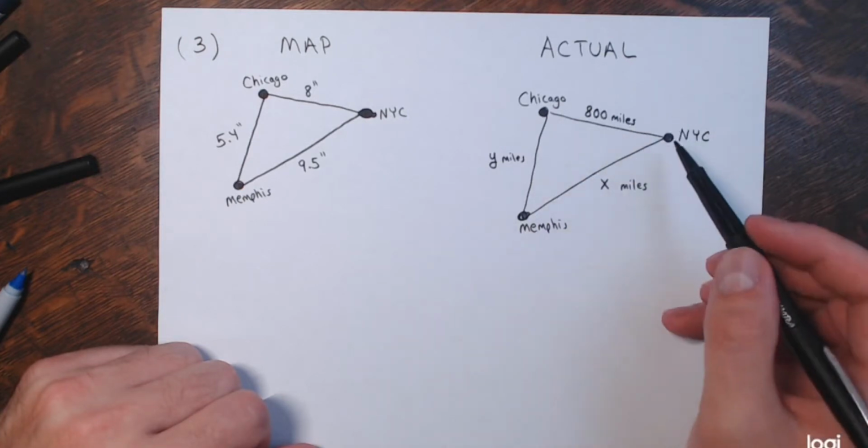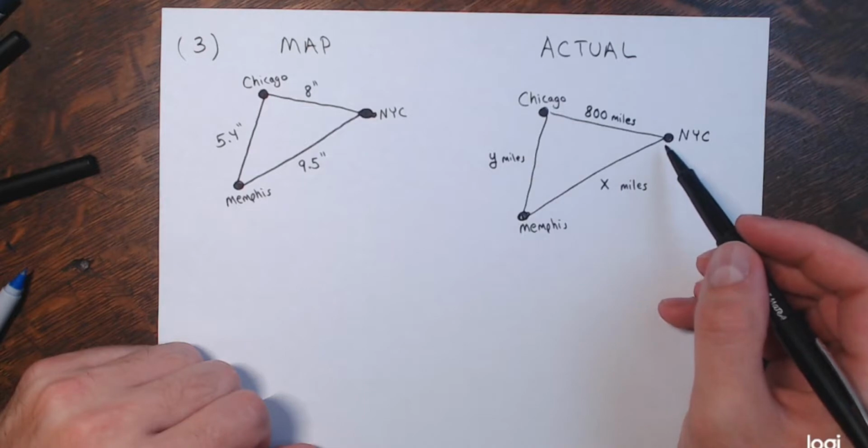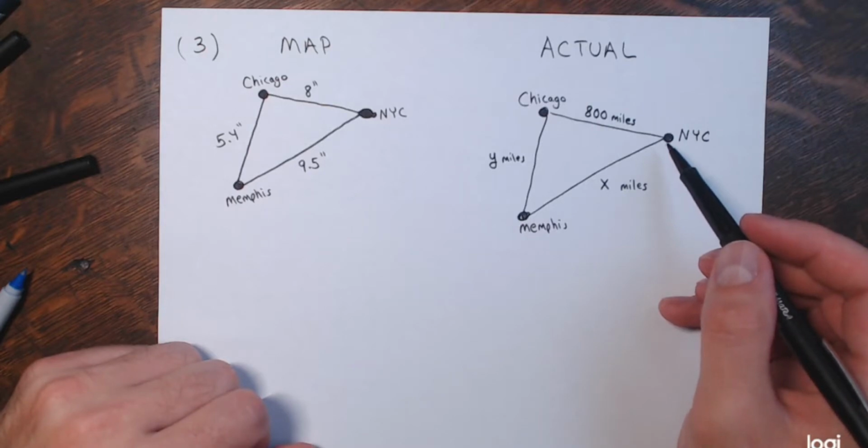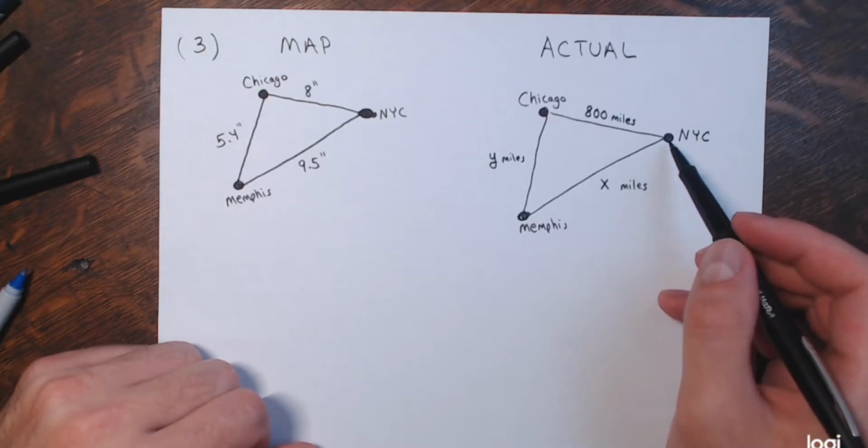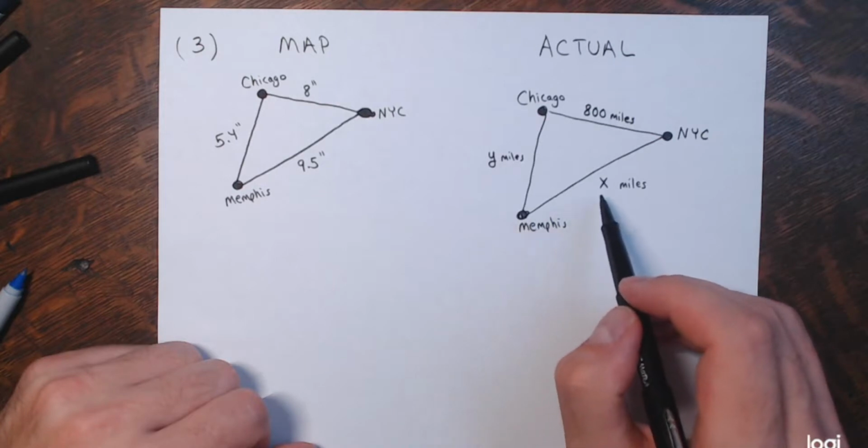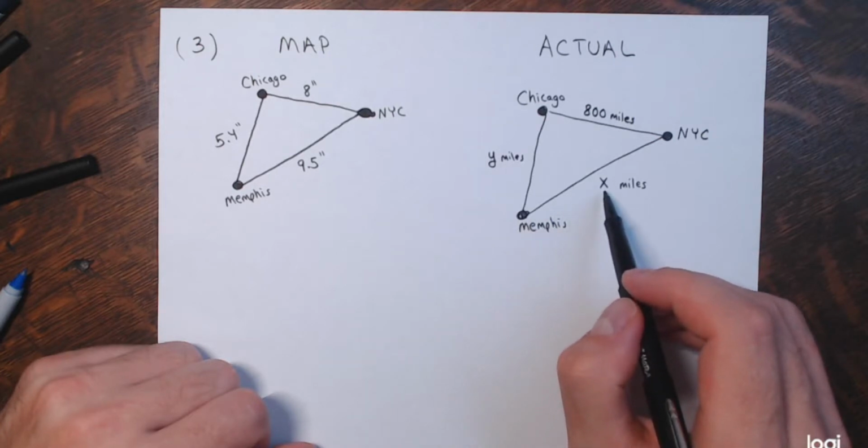Now, just like any other application, if anything is unknown, call it something. Pick a letter. So from New York to Memphis, I don't know that distance in actuality, so I called it X miles.